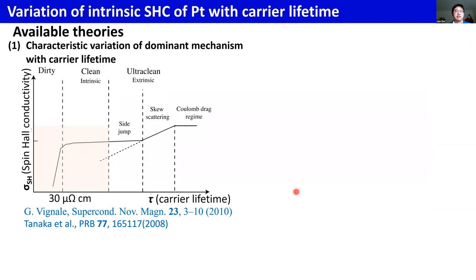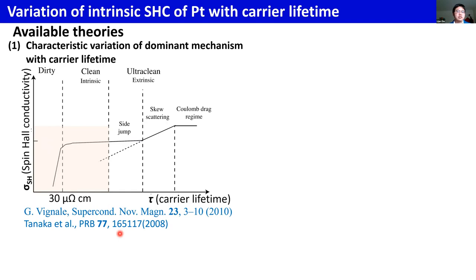Theorists predict that there should be a characteristic variation of the dominant mechanism with carrier lifetime. As you can see from this figure, in the ultra-clean limit, the extrinsic skew scattering and side jump can be very important. In the clean limit, the extrinsic mechanisms get suppressed, and the intrinsic mechanism dominates the spin Hall conductivity. Then in the third limit, the intrinsic spin Hall conductivity starts to decrease rapidly with a shortening carrier lifetime. Tanaka and I have specified the boundary for the dirty and clean limit at about 30 micro-ohm centimeter. So most sputtered platinum films will be in the dirty limit.